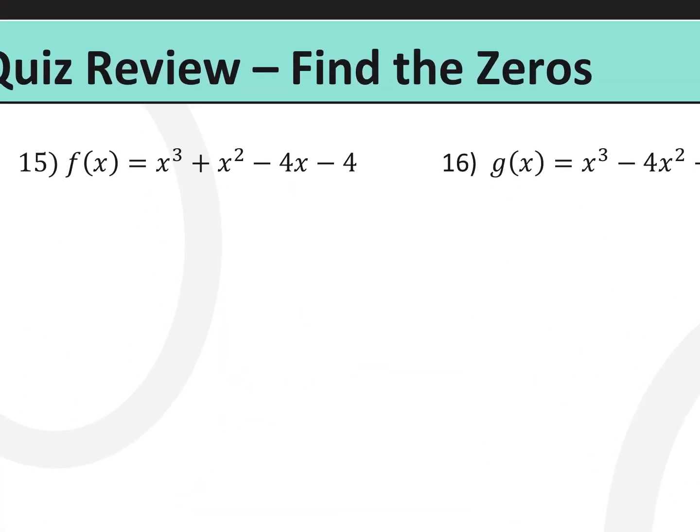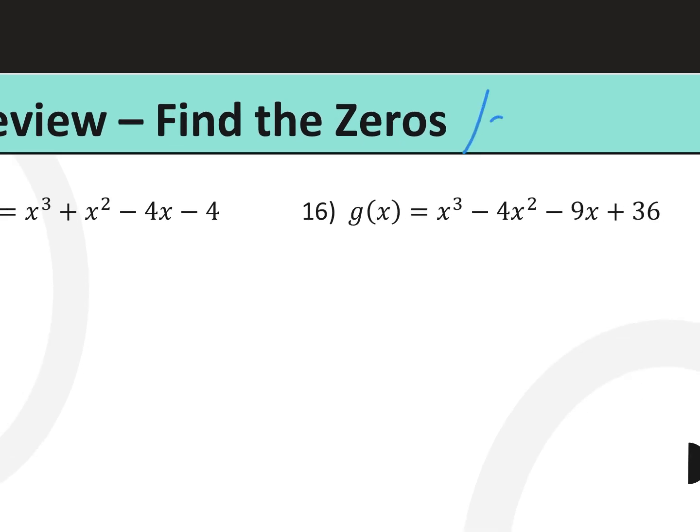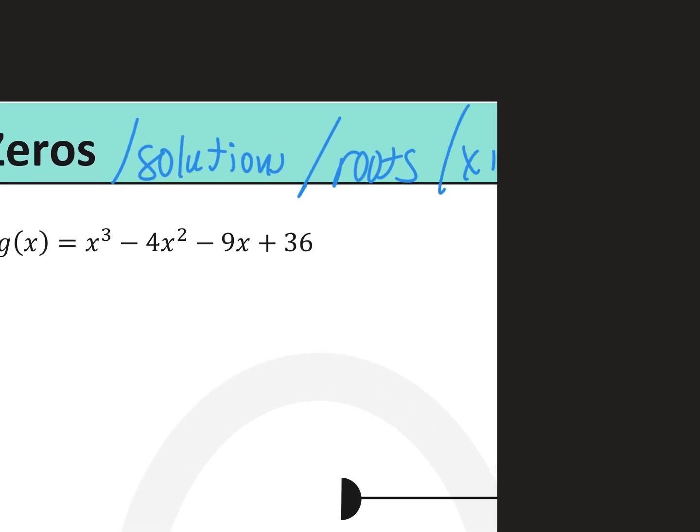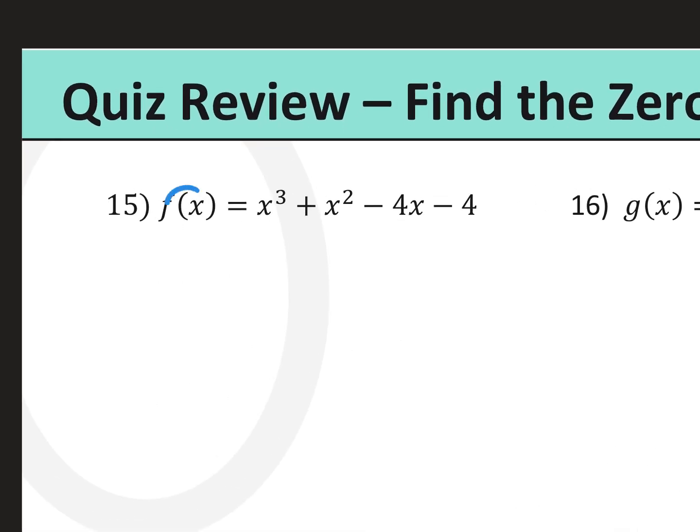Okay. Find the zeros. Is that a different direction from what we're used to? No, how do you find the zeros? What does that mean? Just change the f of x. Change the f of x to y, which then becomes a 0. You set everything equal to 0. Remember, zeros, solutions, roots, x-intercepts, all of those things mean the same thing. It means, hey, set equal to 0 and solve.